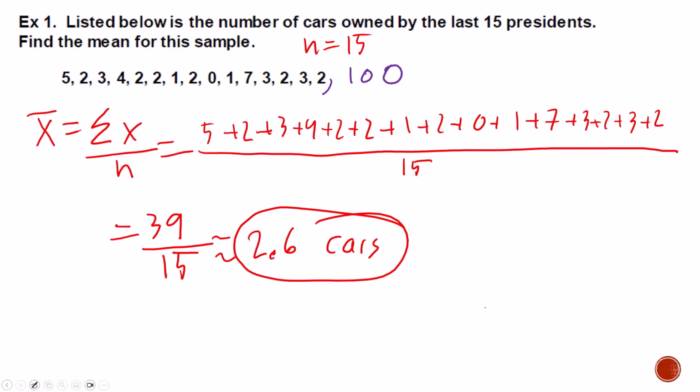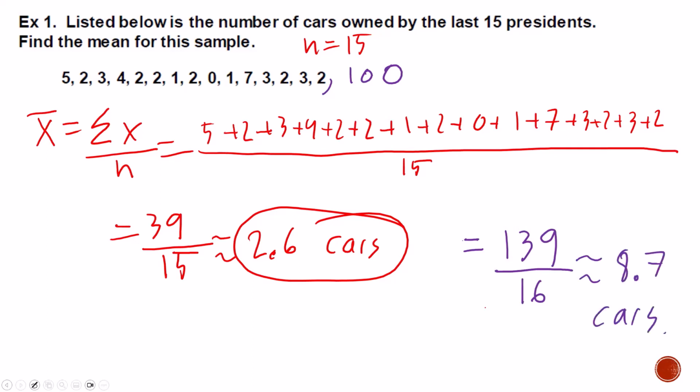So that would change the sum from 39 to 139, right? It would change the number of presidents in the sample from 15 to 16. You plug that in, you get 8.7 cars. That 8.7 is more cars than every president except for the one with 100, right?